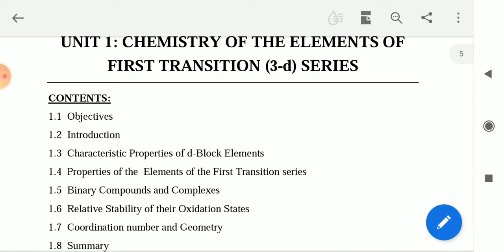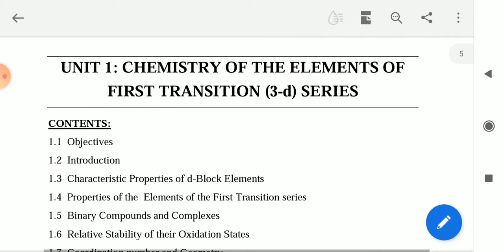Today I am going to teach you the d block elements. In the d block elements, we have to learn about the transition series. The d block elements have the first transition series, second transition series, and third transition series. So first we have to learn about the first transition series.